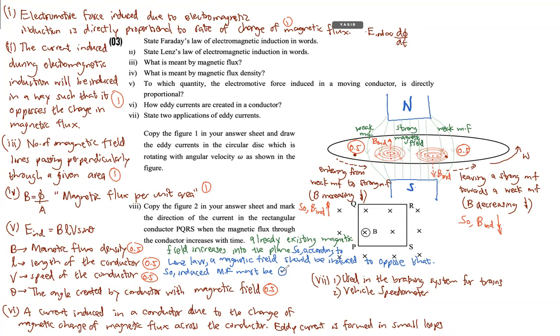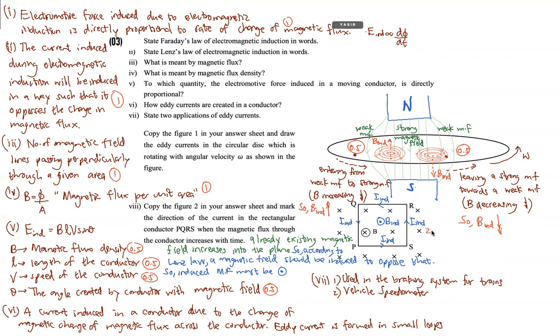This is the already existing magnetic field, and the induced magnetic field should be like this. If I want a magnetic field like that, what should be the direction of the current according to the right hand corkscrew rule? Counterclockwise. Induced current, counterclockwise. This is all you have to mark. I have explained that with the Lenz's law explanation. If it increases in a particular direction, our induced magnetic field should be in the opposite direction, so it should be counterclockwise.